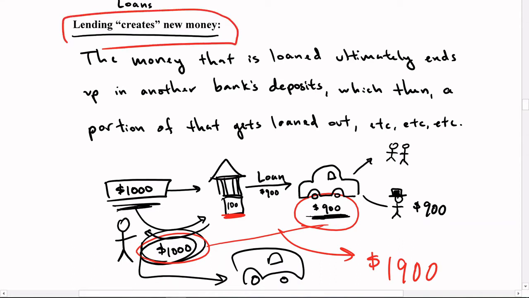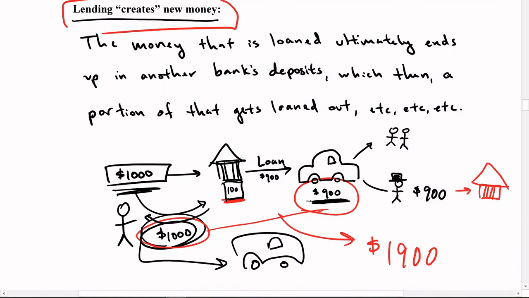And this can go on and on. If this $900 gets put back into a bank, that's going to go off to another purchase, and then that purchase is going to be put into the economy. And so the banking system is creating this new money through this continued process of depositing and lending, and then depositing and then lending. And so it goes on and on.